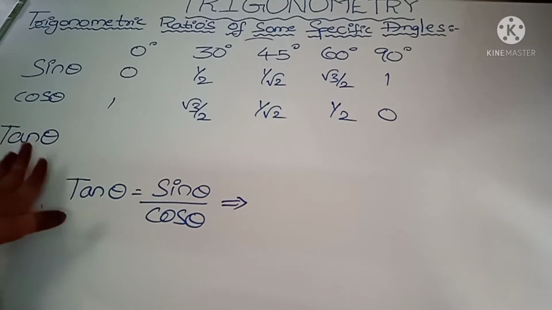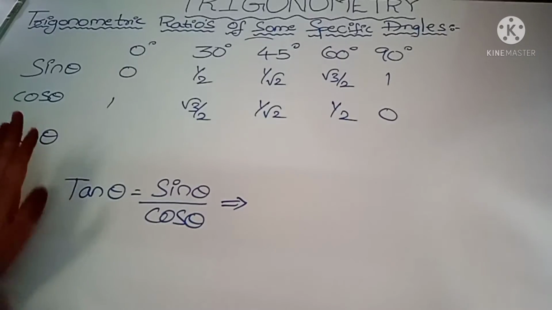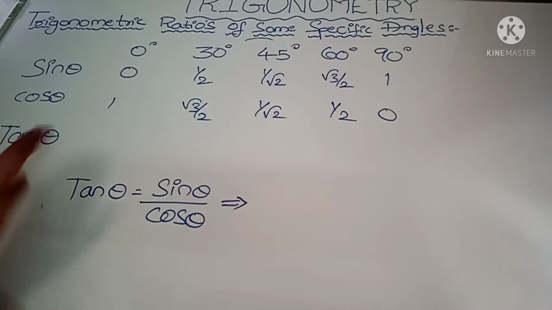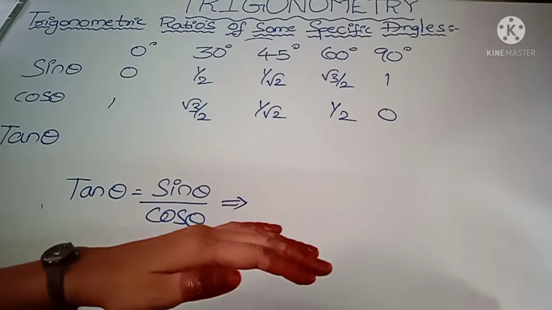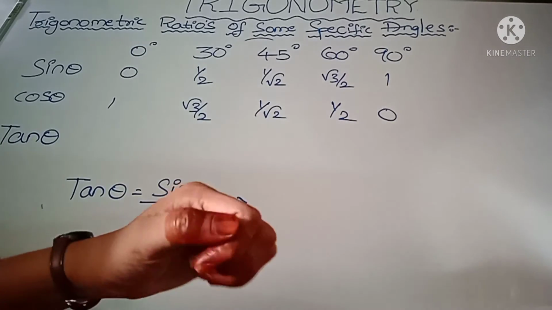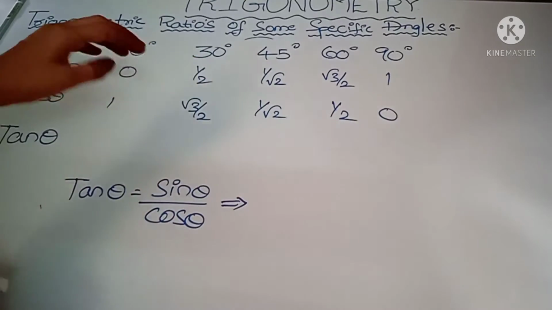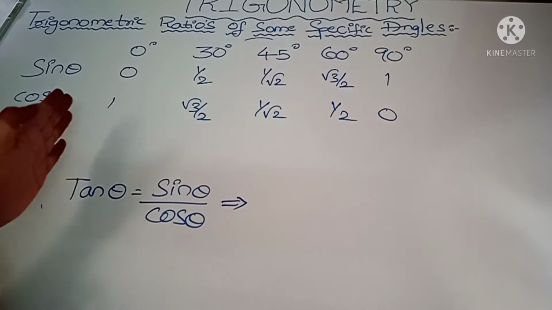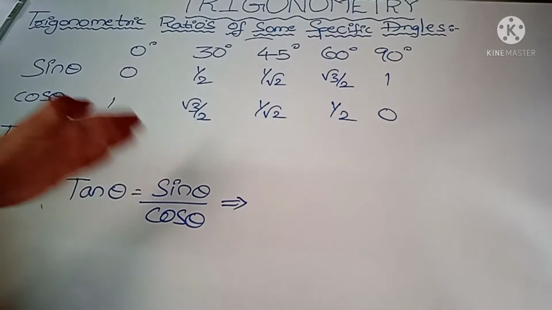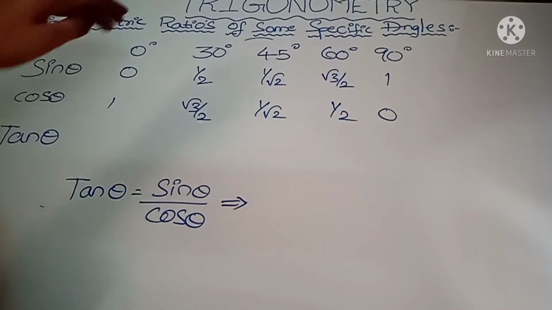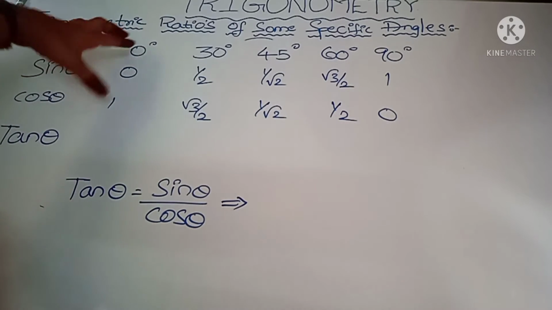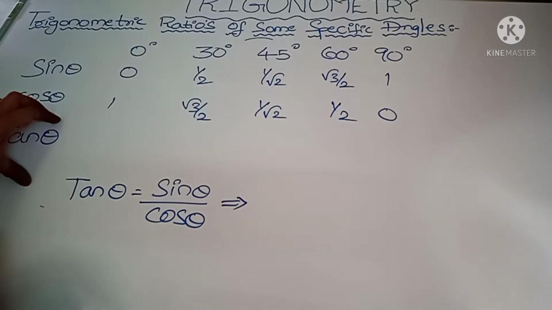Okay, now we need to find the values of tan theta. In our previous class we already learned the definition of tan theta. Yes, what's the definition of tan theta? It is nothing but sin theta by cos theta that is known as tan theta. Sin by cos is known as tan. If we divide these values, we will get the values of tan theta.